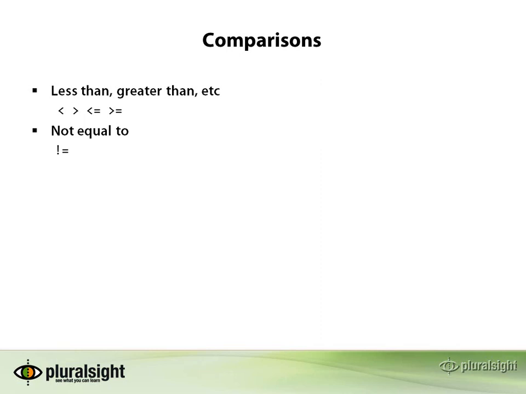Not equal to in C++ is exclamation mark equal sign, and the exclamation mark in general is a not. I'll show you that shortly. And equal to, super important, two equal signs. A single one means that you are assigning a value. Two, when you are comparing.